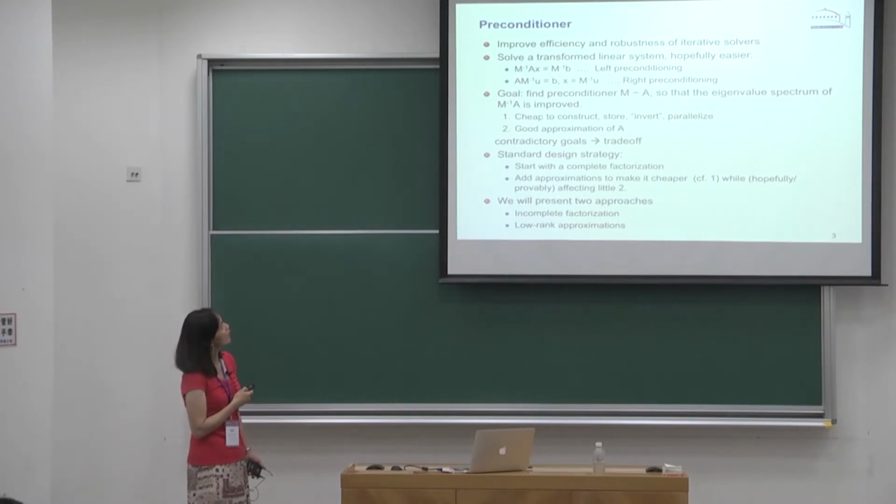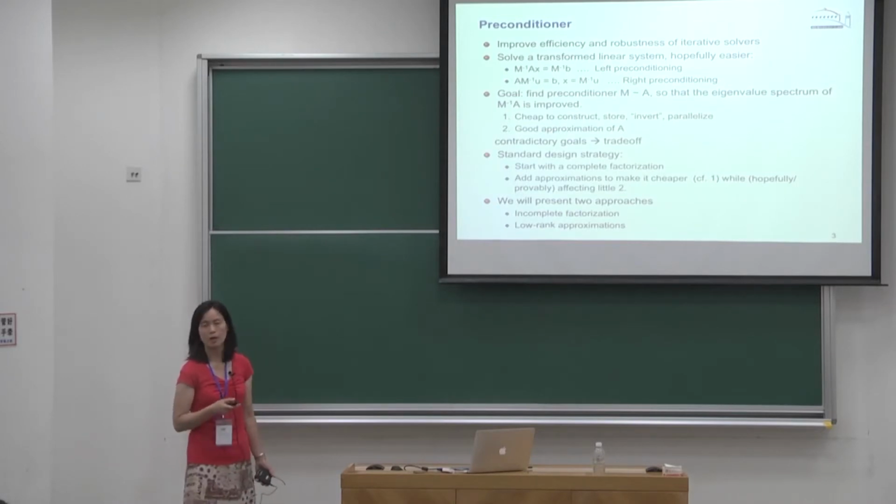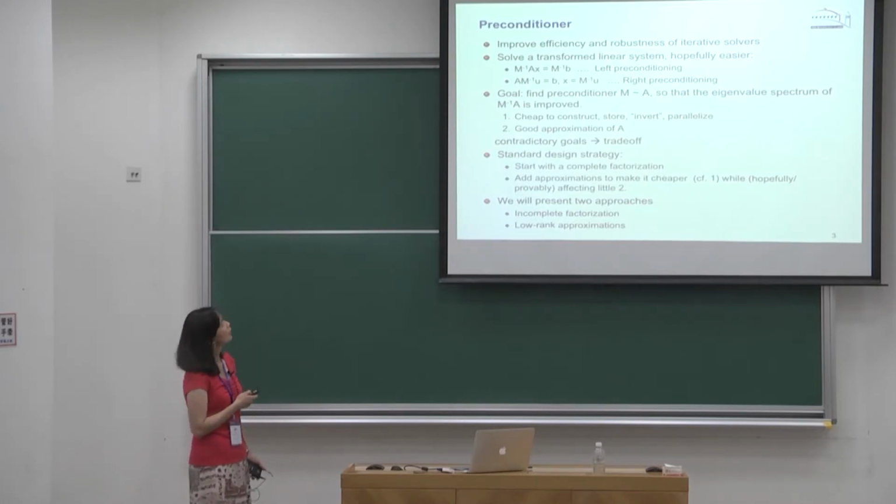So we want this M to be cheap to compute, cheap to construct, store, and invert, since we have this inversion kind of operator. And then also to parallelize. Nowadays, people use iterative solvers for very large scale problems, and all the preconditioners have to be parallelized. Otherwise, you jeopardize your original iterative solver. And then we want a good approximation. Okay, so those are the goals.